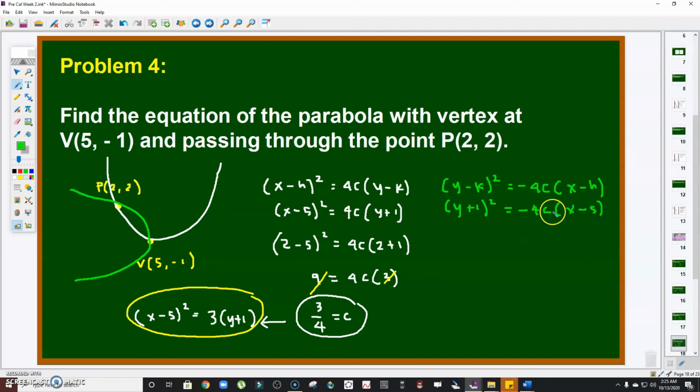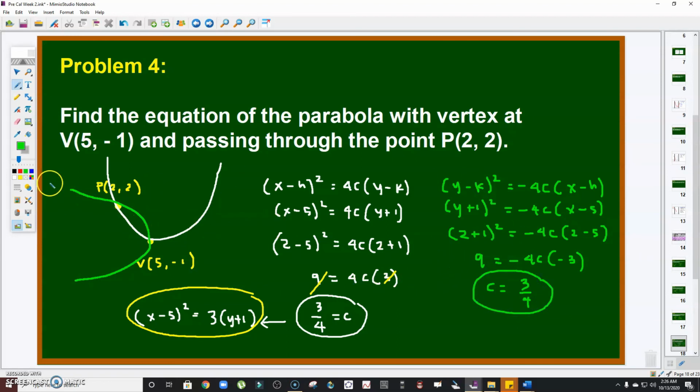There you go. Now, once again, how are we going to get c? Substitute 2 to x and y. So, that will be (2 + 1) squared equals negative 4c(2 - 5). So, that will be 3 squared, that will become 9, equals negative 4c times negative 3. Clearly, ang c ko dito is pareho lang. Positive 12 yan eh. So, 9 over 12 is 3/4 pa rin. Same ng value. c is 3/4.